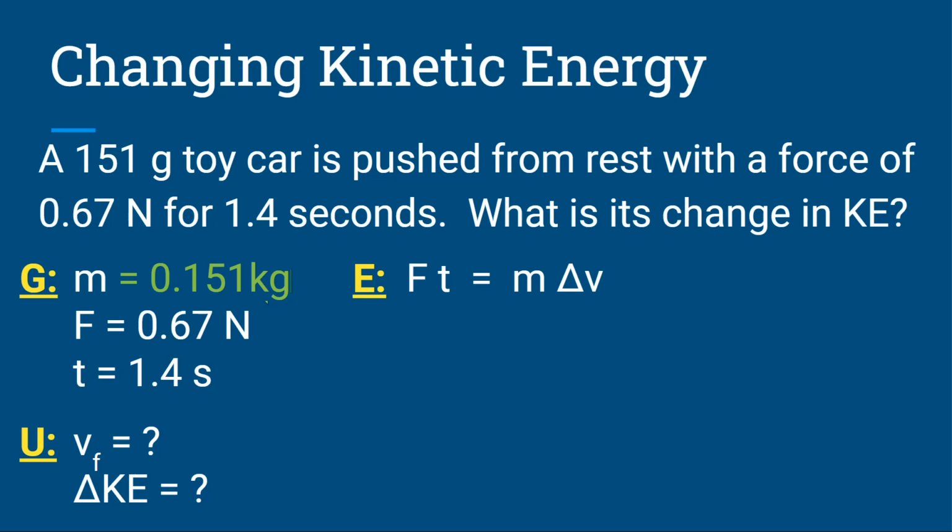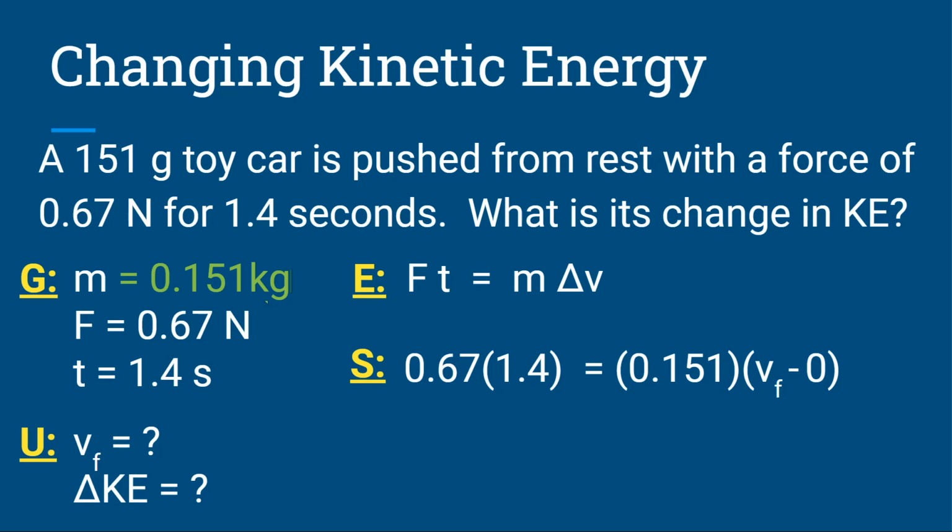Okay, force times time equals mass times change in velocity. Plugging in, that looks like this. 0.67 times 1.4 equals 0.151 times my delta V, my change in velocity is VF minus VI. My VI was 0, so VF minus 0. Okay, now if I go ahead and multiply that, 0.67 times 1.4 is 0.938. It's equal to 0.151 times VF. I dropped the minus 0.